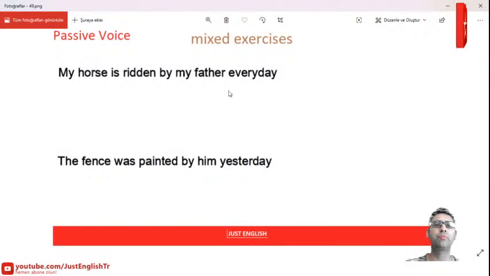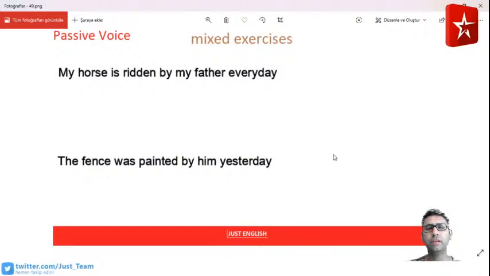So again, here we have present simple and past simple. But you can see these sentences are already passive, okay? These two are passive voice sentences. So what I need you to do is to turn them into active voice. My horse is ridden by my father every day. And the fence was painted by him.